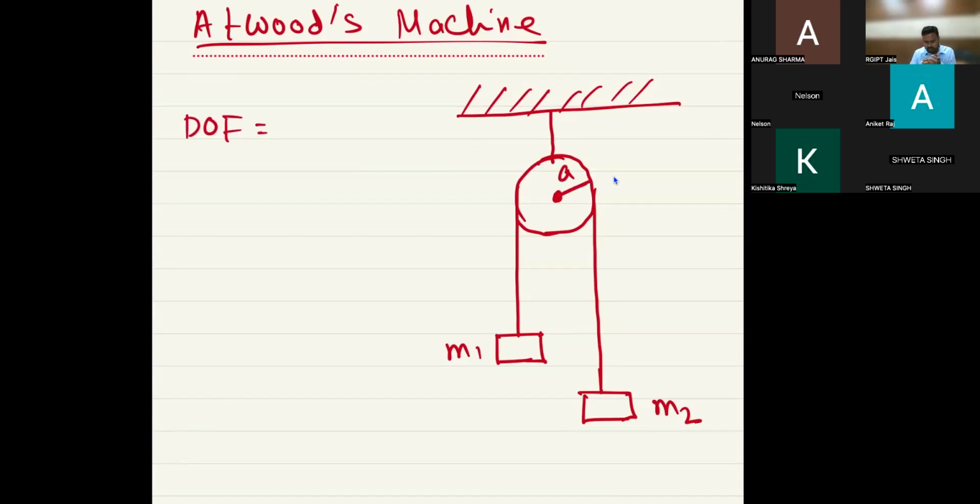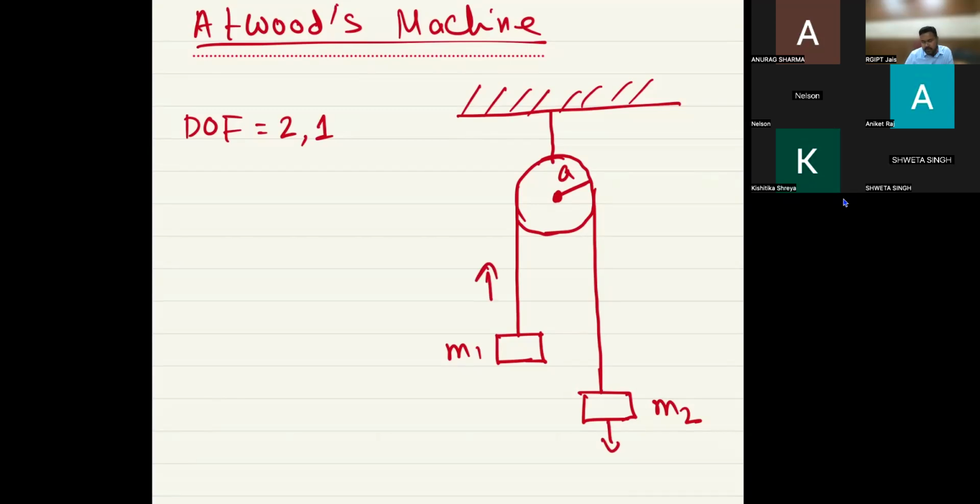Two. Someone said 2. Any other answer? Sir, 1. Which one is correct, 1 or 2? Who said 1? Why should this be 1? Sir, because the masses are connected. If mass M2 moves downward, then mass M1 will move upward by the same amount.